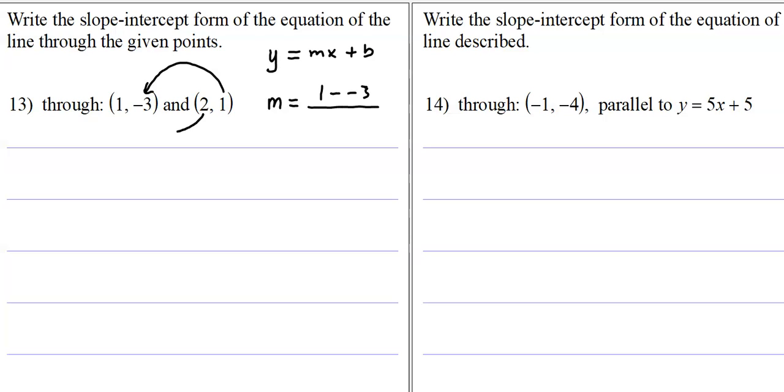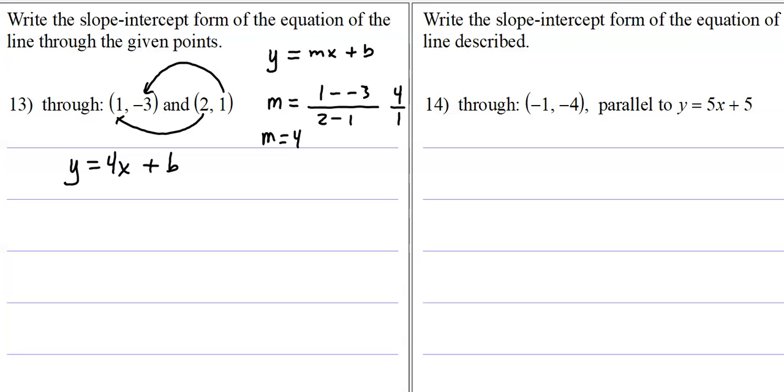And then it's x minus x. Well, 1 minus a negative 3, that's 4. And 2 minus 1 is 1. So it looks like my m equals 4. So I got myself a starter equation: y equals 4x plus b.